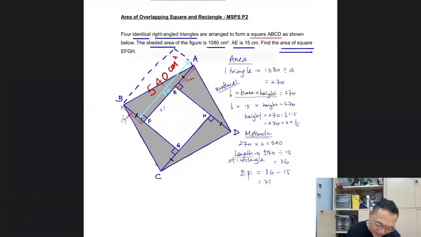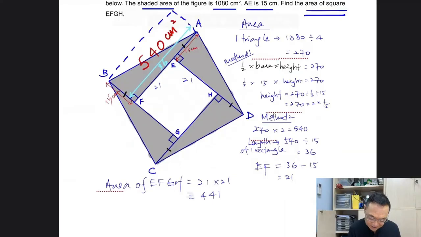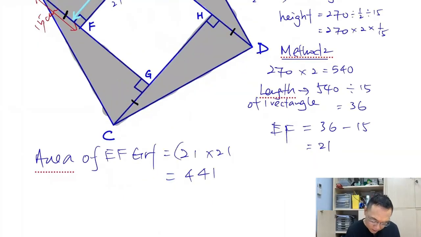Okay, so to answer the question, area of the square, EFGH, you will take 21 times 21 because the length and the breadth are both 21. And that will give you 441. Yes, get reverse working. Okay. And this one is the area, so cm square.